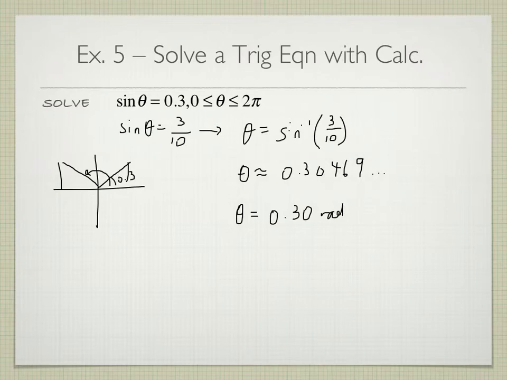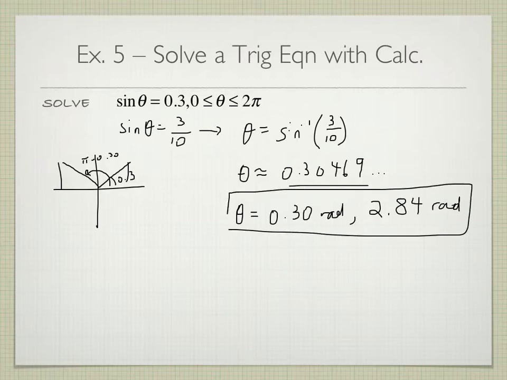We still need to find the other angle, because there are two angles that, when I take the sine of them, will give me 3 over 10. That angle will be pi minus 0.30. So my angles are 0.3 radians, or if you do this on your calculator, 2.84 radians. That's pi minus 0.3. So those are my two answers for this situation.